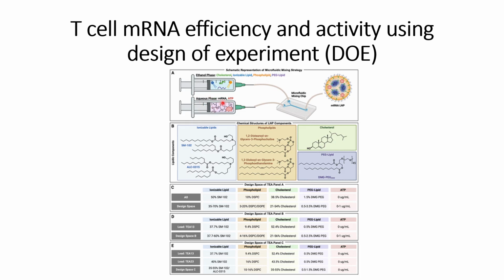The aqueous phase contains mRNA, and sometimes they also use ATP, as has been reported in the literature. If ATP is used along with mRNA, it will enhance the transfection and translation efficiencies of the mRNA. In the organic or ethanol phase, they have used cholesterol, ionizable lipid, phospholipid, and PEG-lipid. The mixing of the organic phase and aqueous phase is done either manually through manual agitation, or using a microfluidic mixing chip.